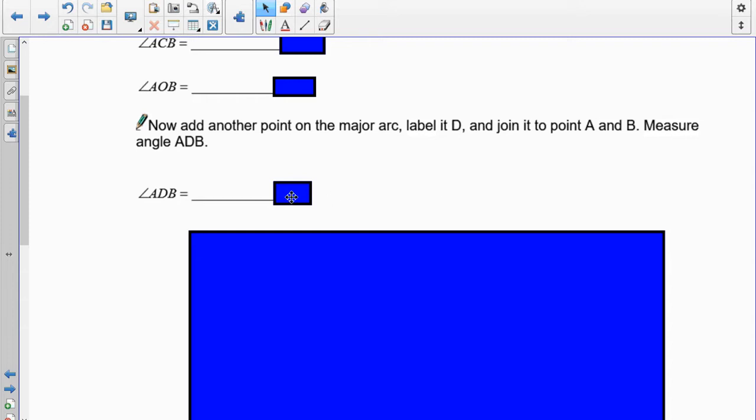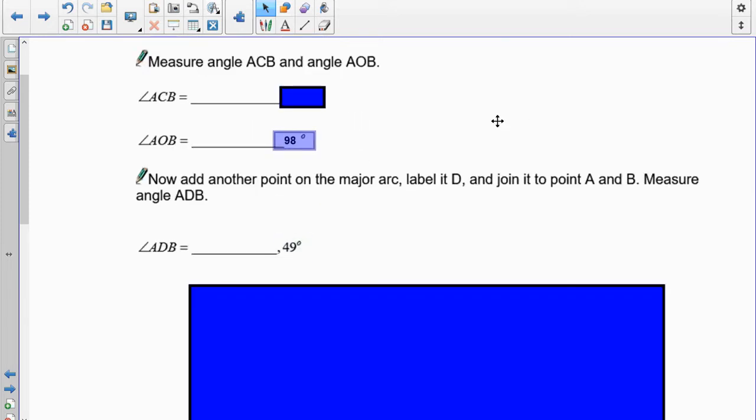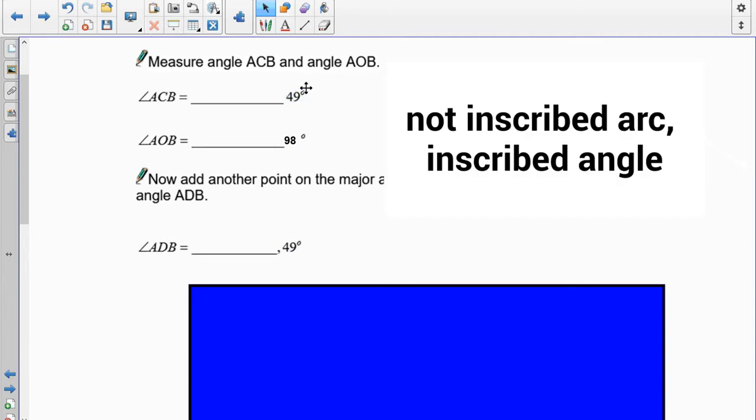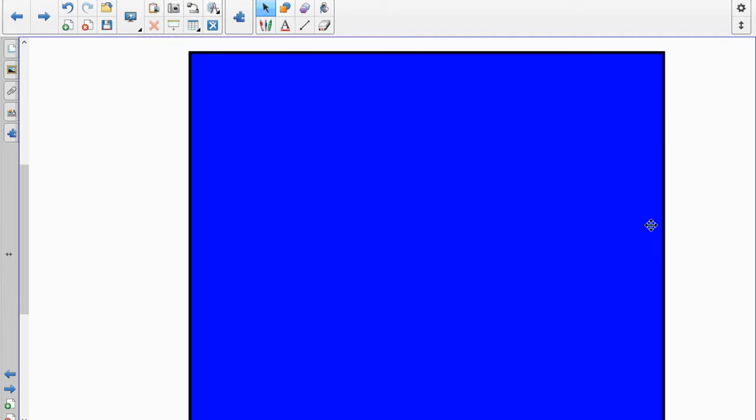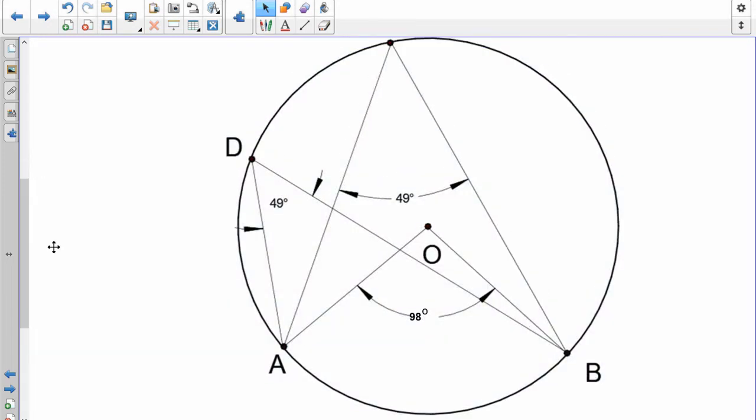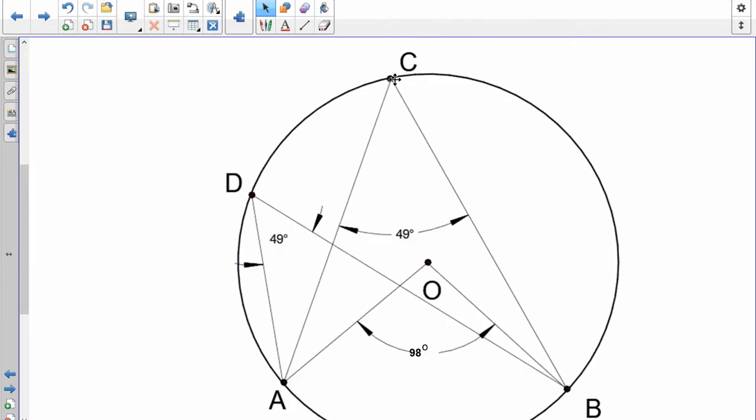Okay, you should have measured, and it should be the same as your other inscribed angle. So what we're talking about here is that if this is what mine looks like, you'll notice my angle at point D is 49. My inscribed angle at C is 49. Now 49 times 2 is 98. So this inscribed angle and this inscribed angle are half of this central angle. Now you could look at it from the reverse and say that this central angle is double the inscribed angles. So 49 times 2 gives you 98.